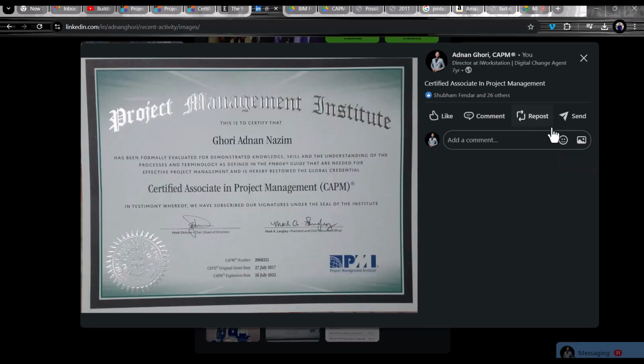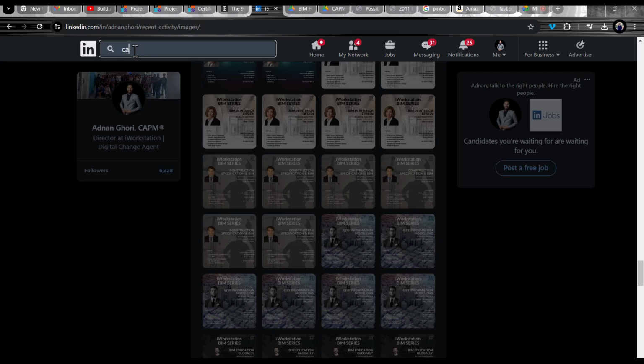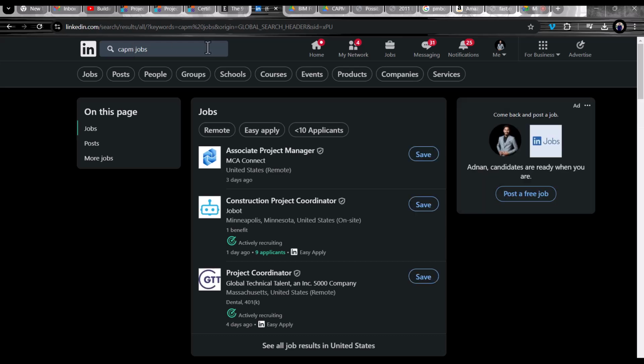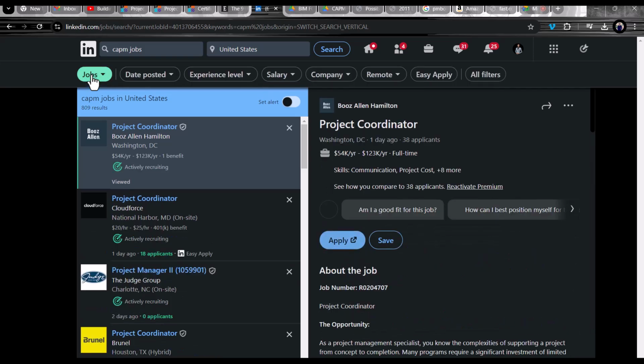Now let me take you back to LinkedIn. Let's say this is LinkedIn, CAPM jobs. I'll search over here. If you type CAPM jobs, you can see how many jobs are available with respect to CAPM. In the United States, it's showing me around 800 results. As I said, this is a globally recognized certificate. Most of the jobs you will find are in other countries like Singapore, the US or the UK.